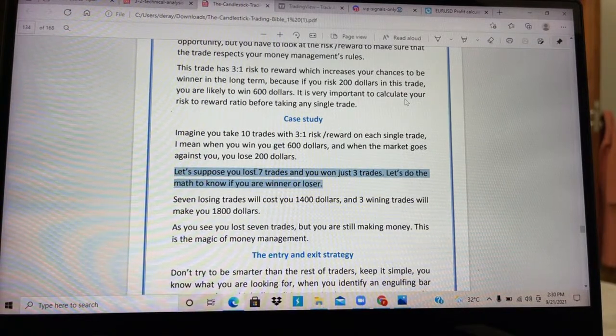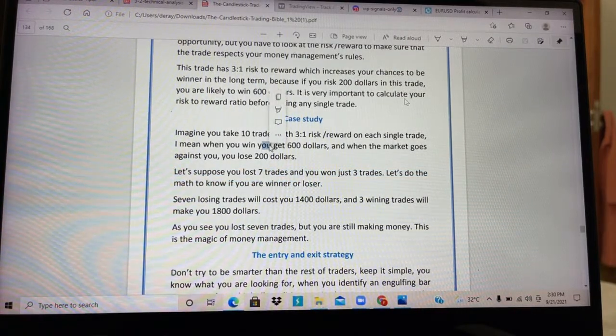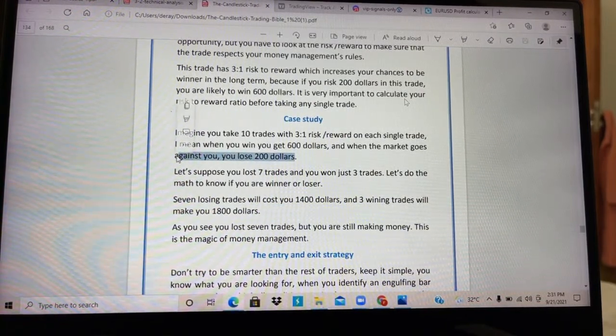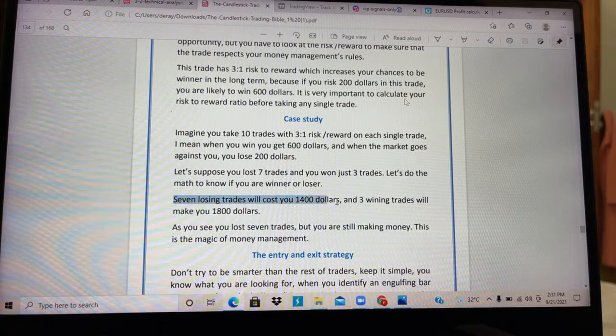Because remember, we lost 7, and whenever we lose, we only lose $200. My apology, 200. So it would have been 200 times 7. That means we could be losing at a cost of $1,400.